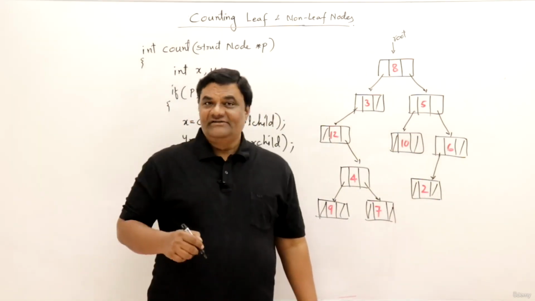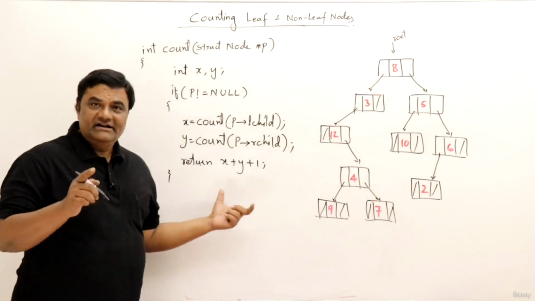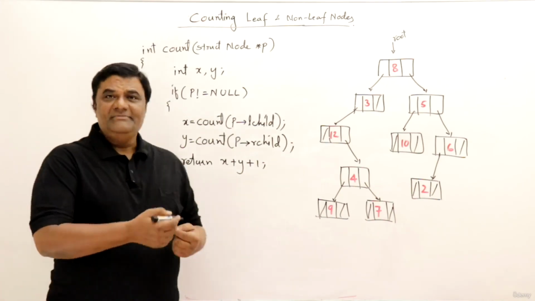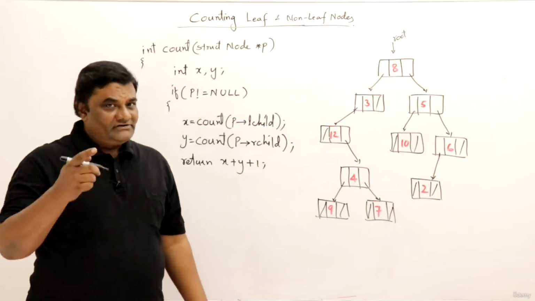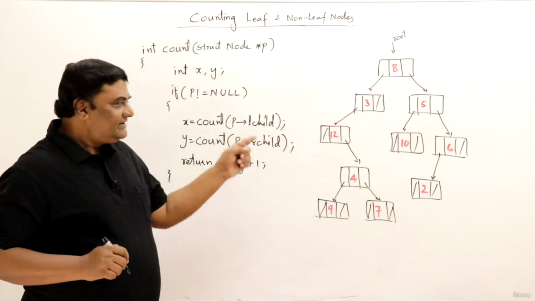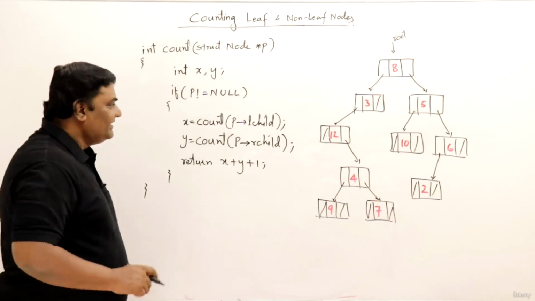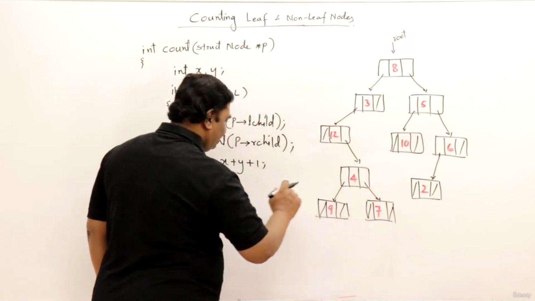We have already seen a recursive function for counting the number of nodes, and this was the function. Already I have shown you the tracing of this one. Now in the same function, if I make some changes, I can count leaf nodes. So let us make changes for various types of nodes. First one is leaf nodes. See, when do you say a node is a leaf node? If left child is null and right child is null.